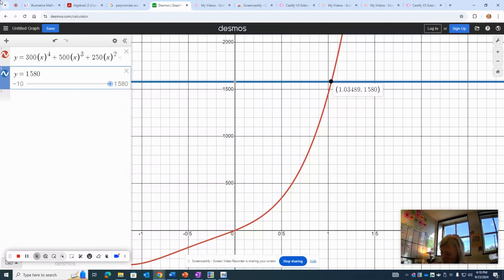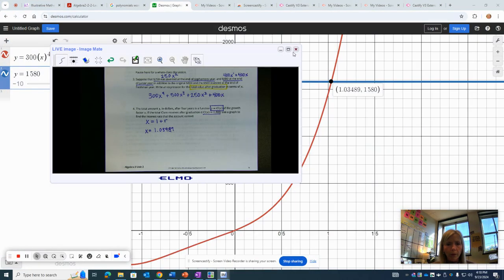I'm going to write that down before I switch screens. Oops, I missed a number. There we go. 1.03489. Alrighty. So let's go back to your workbook. I just wrote down the information.